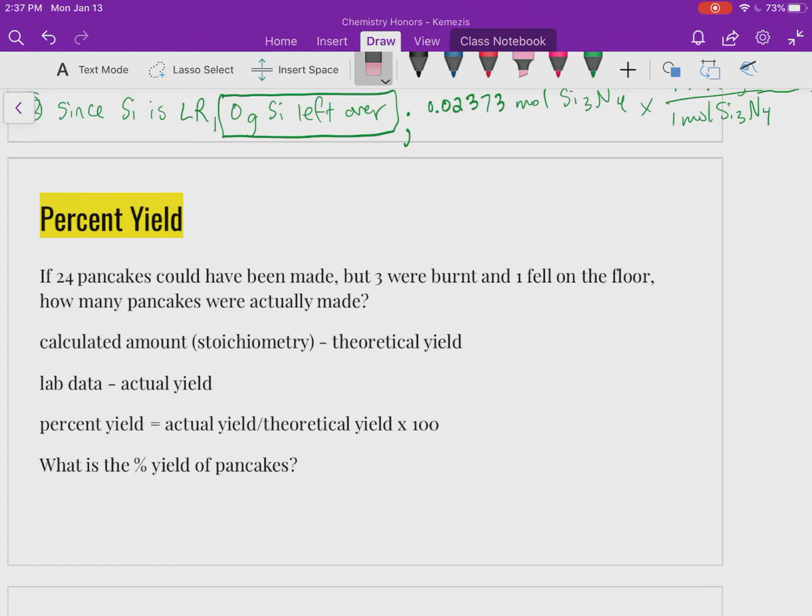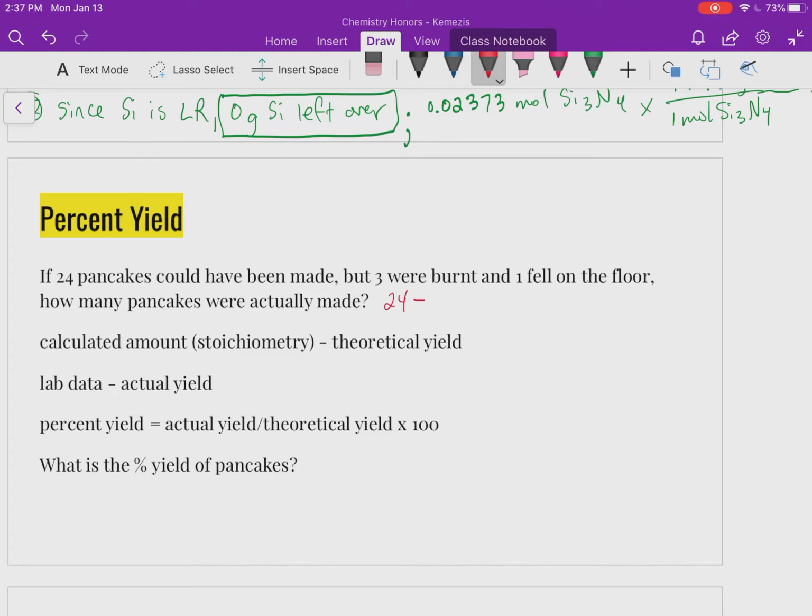Okay, guys, one other thing that we can deal with when we're thinking about dimensional analysis is something called percent yield, and this would be getting into the lab and figuring out, did you make as much as you could? So just to present this, if we had 24 pancakes that could be made, and we're going back to our pancake making example, but let's say 3 of them were burnt and 1 of them fell on the floor. The question is, how many pancakes did we actually make?